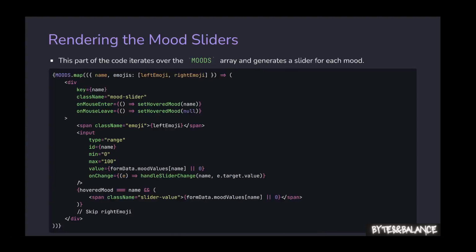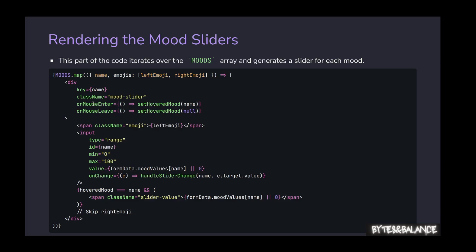We use the moods array to dynamically generate sliders for each mood. The map function here, as you can see, iterates over the array, where each mood has a name and emojis. For each mood, a slider is created with a range input and an emoji representing the mood. So with the name and emojis, and you can see it here.